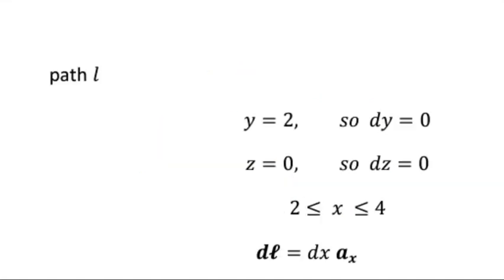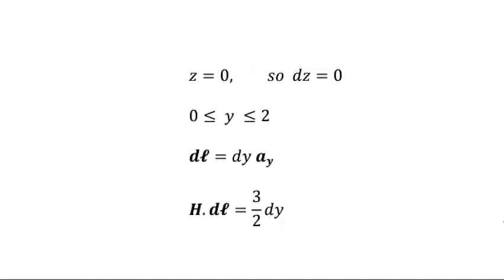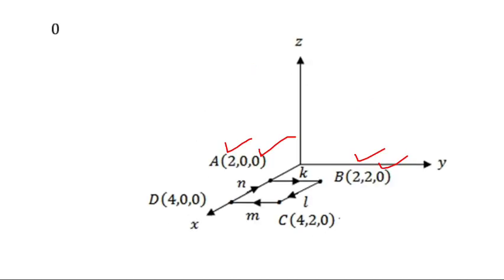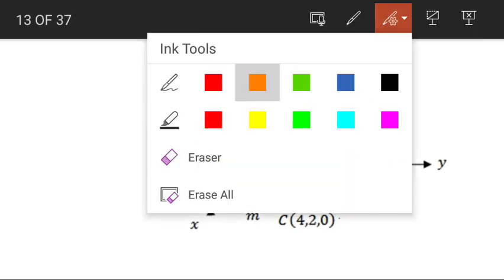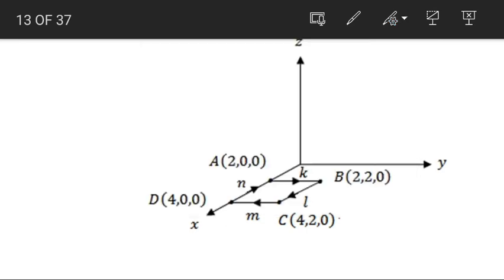Then we consider path L. You see y is constant along this particular path, which is 2. Definitely dy will be equal to 0. z is constant along this path, which is 0, so dz will be 0. And x is changing from 2 to 4.